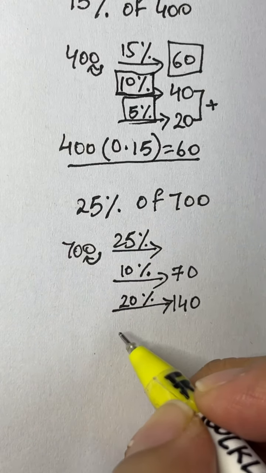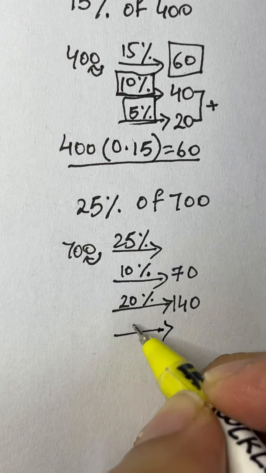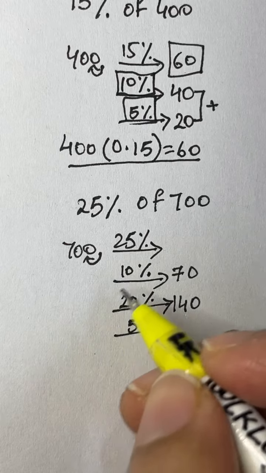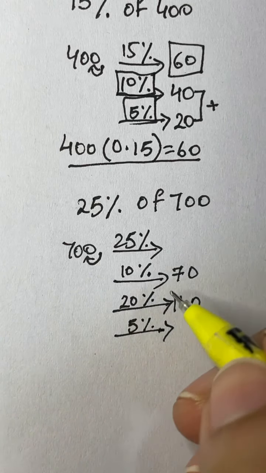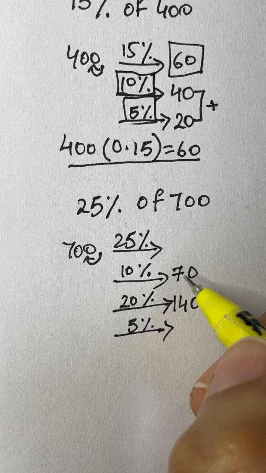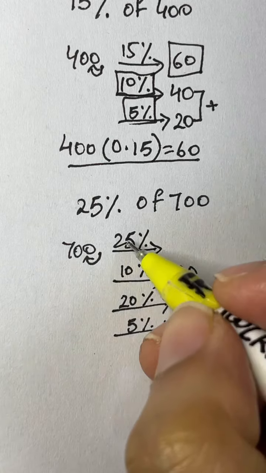Now you are remaining with 5%. So what would be 5%? It is half of 10%. When you find out 10%, everything is easy to calculate. Half of 10% is 70 divided by 2. That's 35. Okay, so now you want 25%.